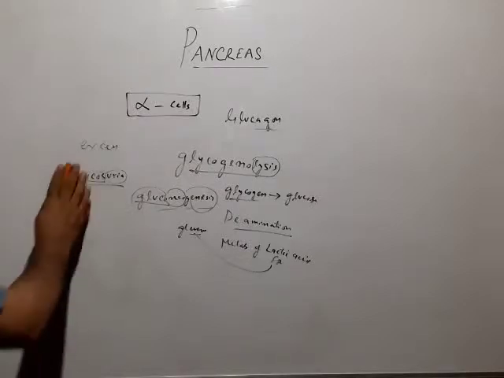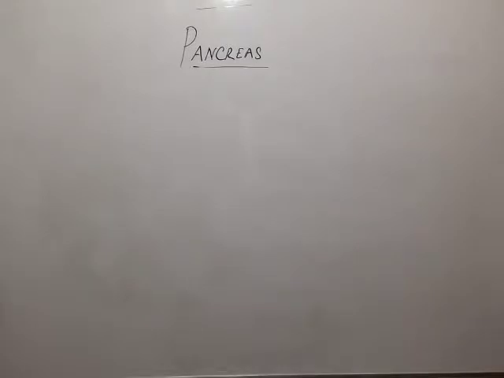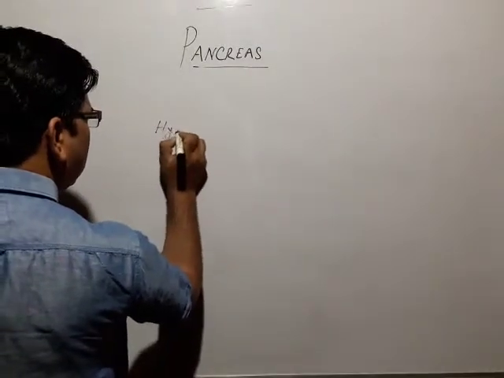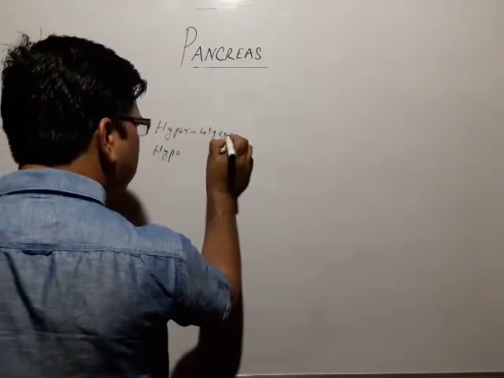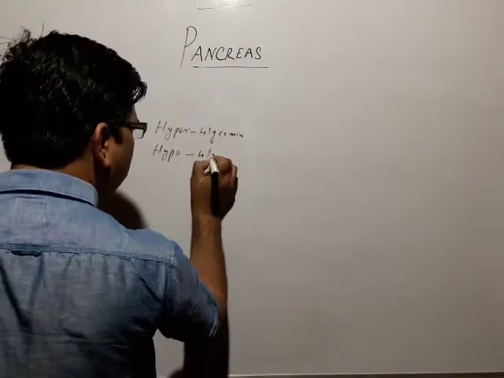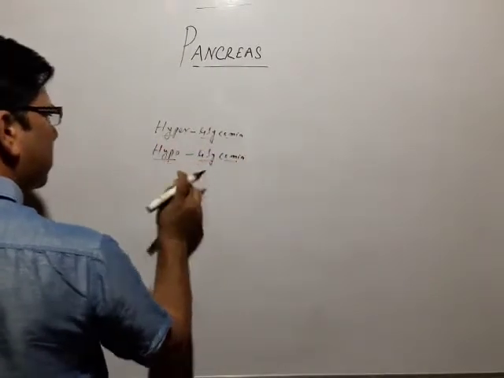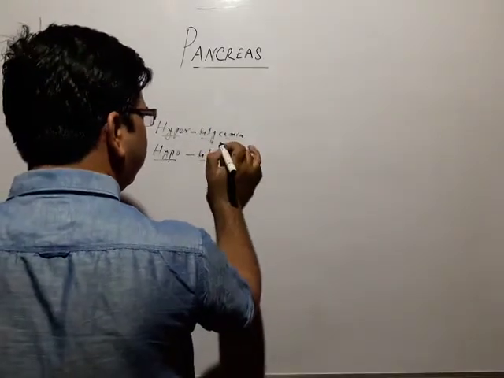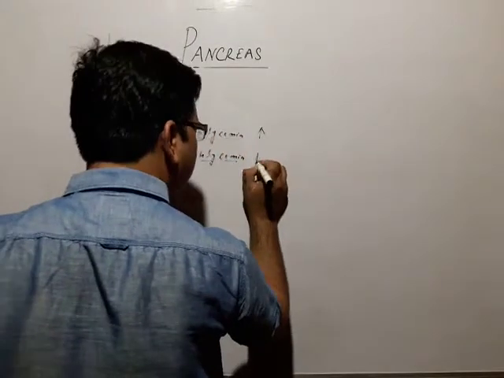Now let us discuss two important terms a little bit. What are hyperglycemia and hypoglycemia? Emia means blood, glyco means glucose, hyper means high, hypo means low. So high blood glucose and low blood glucose. Glycemia can also be written as glycemia. These are important terms, sometimes asked in exams. Hyperglycemia means high blood glucose, while in hypoglycemia blood glucose decreases.